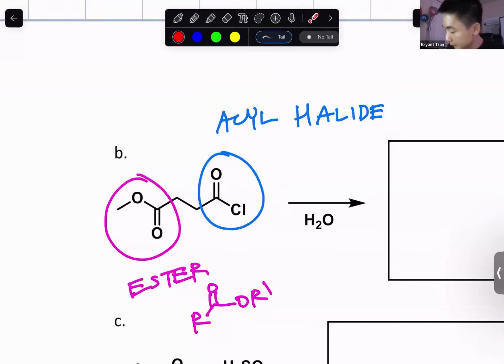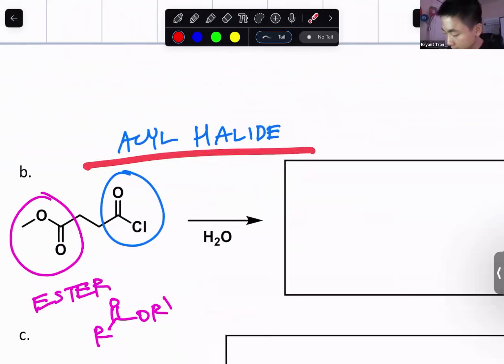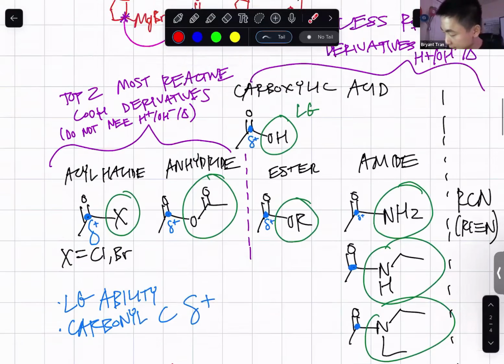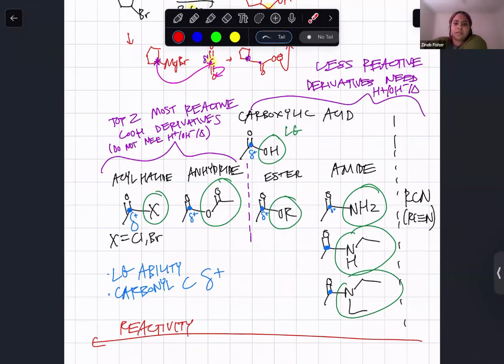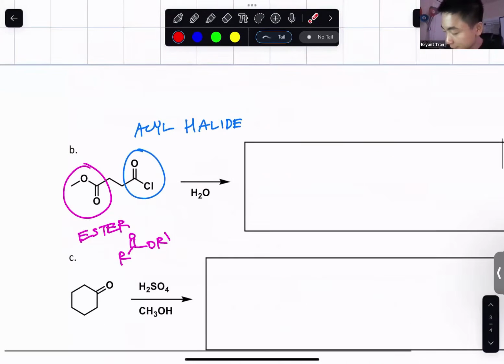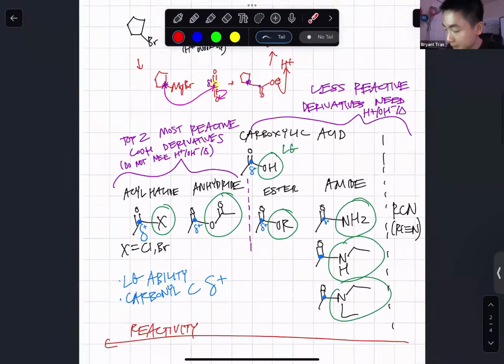Okay. Now, based on that, which one is more reactive, acyl halide or ester? Based on this list that we went over here, which one is more reactive? Acyl halide. Acyl halide, and we see that we're reacting it with water. And what do you think that acyl halide would turn into if we react it with water?